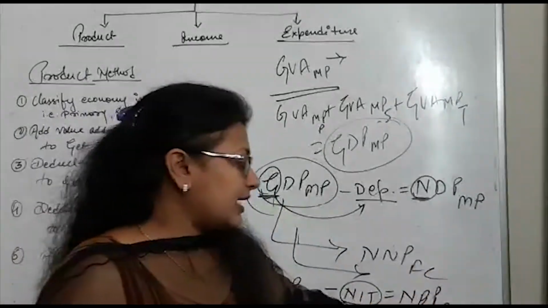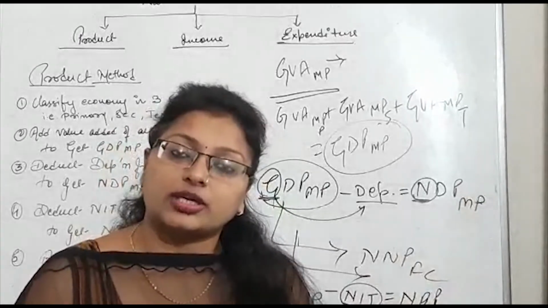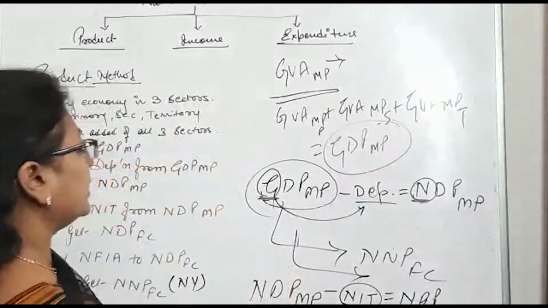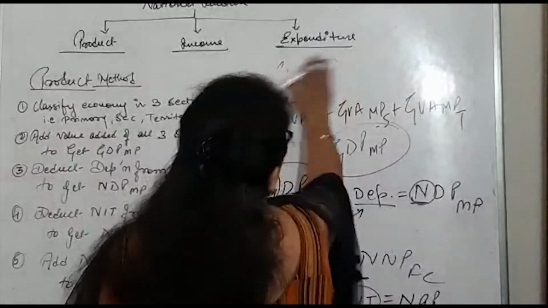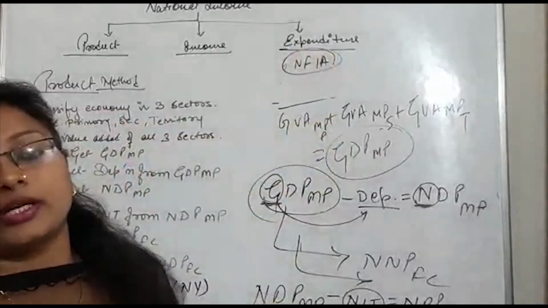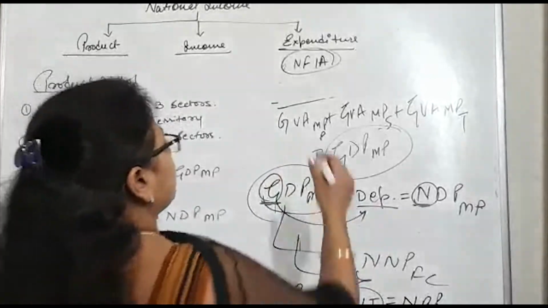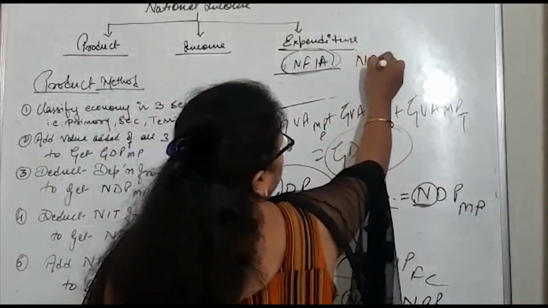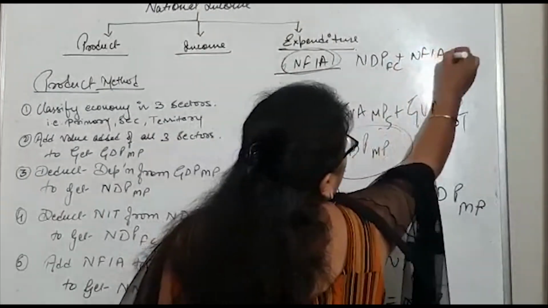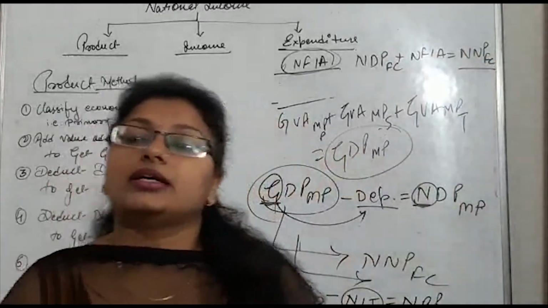Now after we get NDP at FC, the last stage, to reach national income, is to add the income which we get from other countries. The income which we get from other countries is known as NFIA, net factor income from abroad. Net factor income from abroad is the income which we get from other countries minus what we give to other countries. Finally, to domestic income, NDP at FC, if we add NFIA, we will reach our destination, that is NNP at factor cost. NNP at factor cost is nothing but national income.